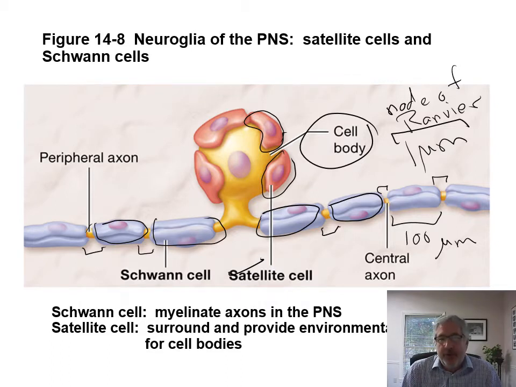So the peripheral nervous system has two types of neuroglia: Schwann cells over here, and satellite cells. Schwann cells are the ones that myelinate the axons in the peripheral nervous system. That's opposed to the oligodendrocytes, which do that in the central nervous system. Next slide.